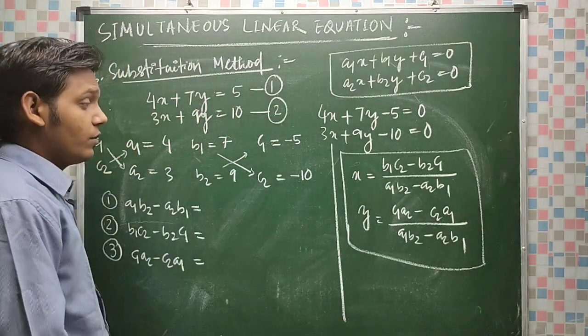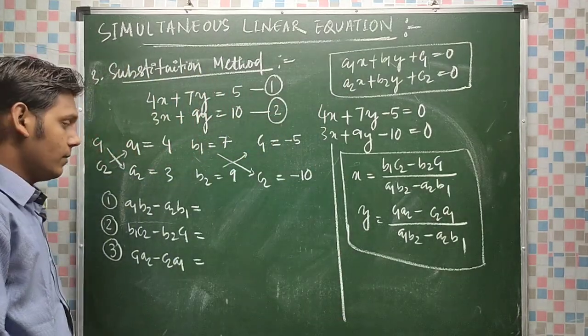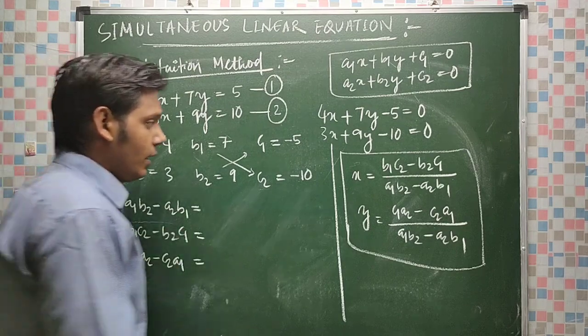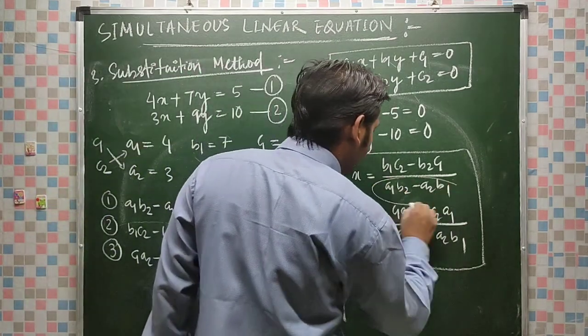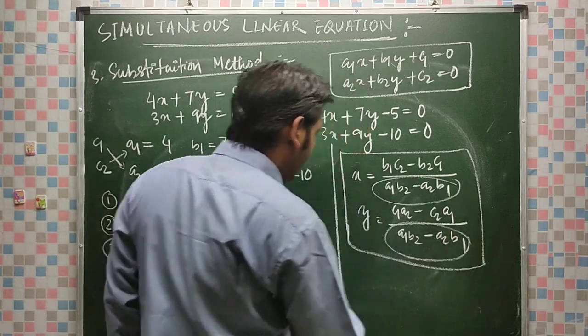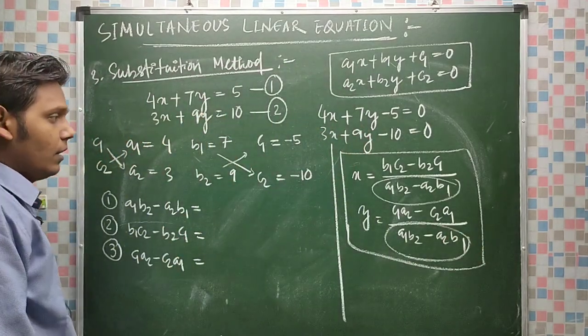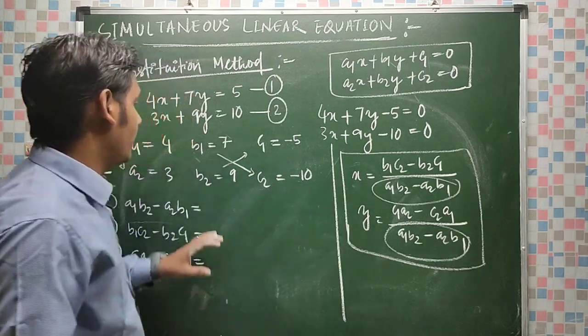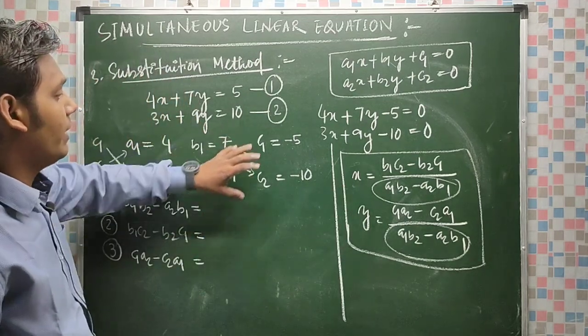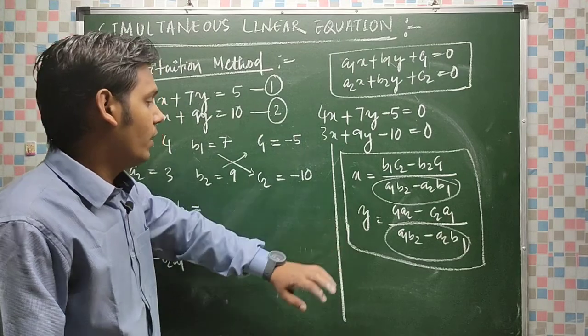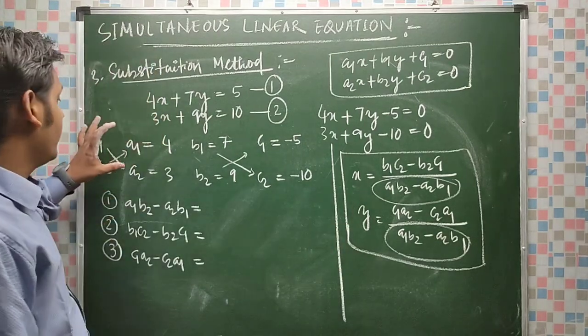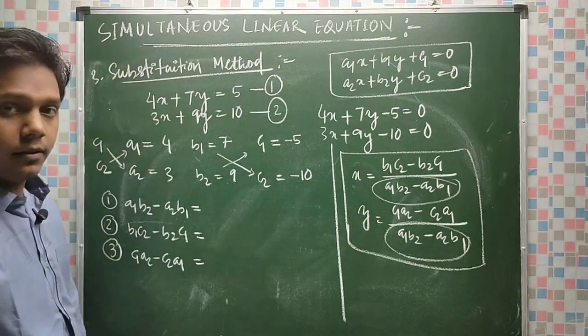So this is the formula of x and y. First we have to learn this. The denominator is the same in both cases, that one you have to keep in mind. That is part one. And the numerator is different. For x, you have to use the coefficient of y and the constant. For y, you have to use the coefficient of x and the constant.